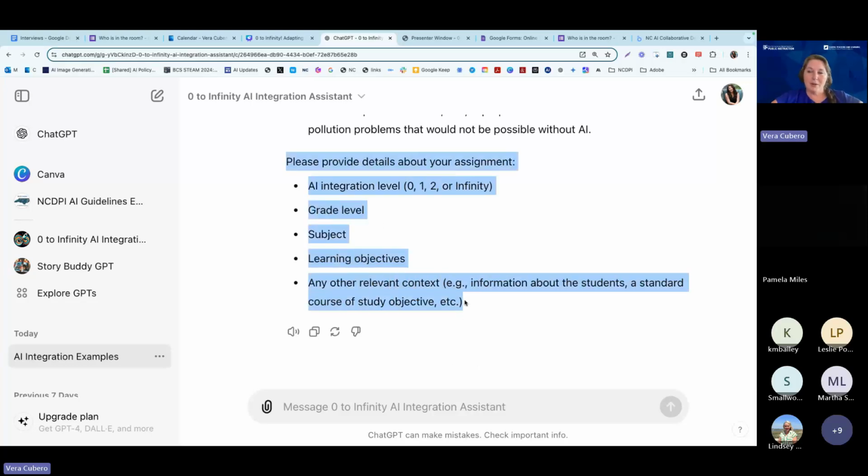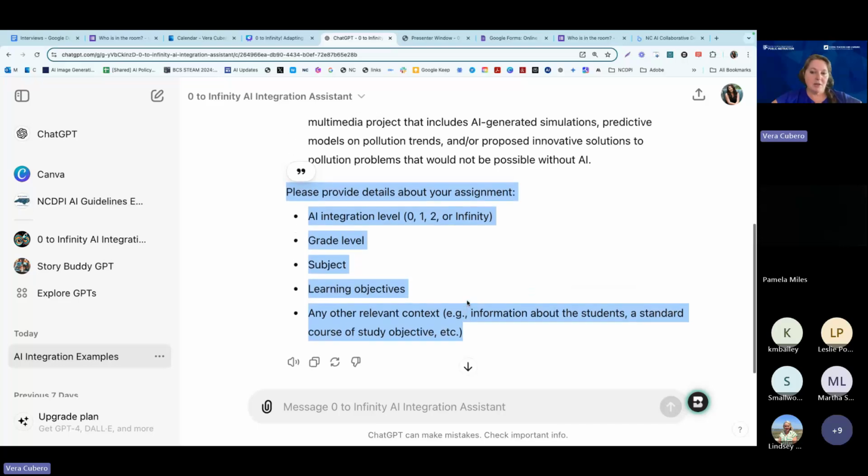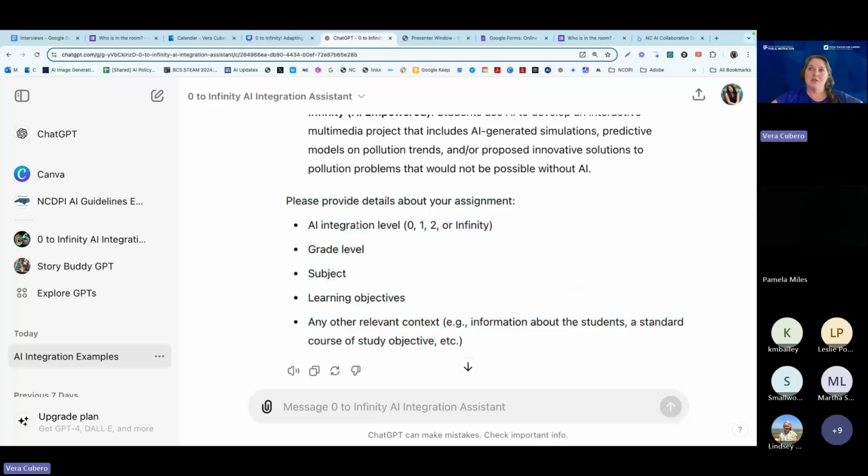And I would like for everybody, if you're comfortable working in another tab or have another screen, to engage with it while we're doing this and kind of create an assignment of your own. But it's going to ask you, first of all, to provide the AI integration level, which is 0, 1, 2, or infinity, the grade level, the subject, the learning objective, and any other context that you want to give it about your students, your standard course of study.